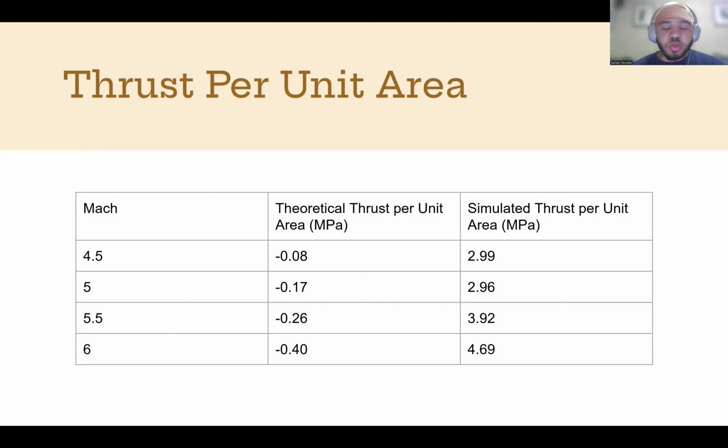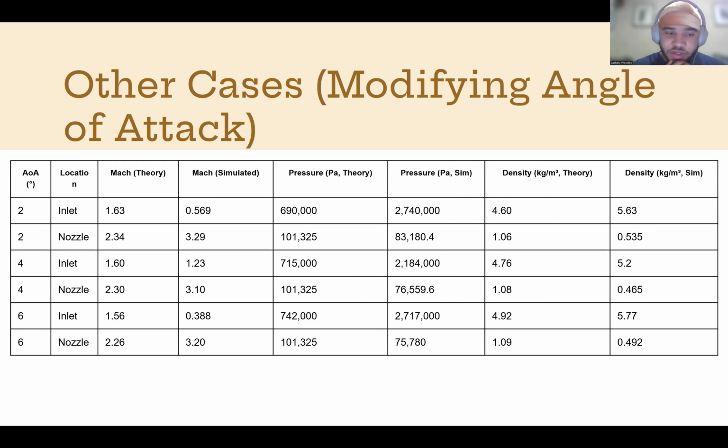So based on our simulation results, I would recommend a slightly higher Mach number of 5.5 and then 6. And then we decided that we were going to vary our angle of attack. So here are all the different angle of attack values that we did. We did 2, 4, and 6 because all of our original Mach values in the previous slides were at a 0 angle of attack.